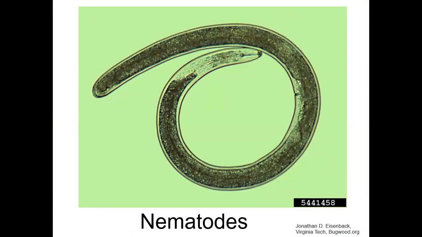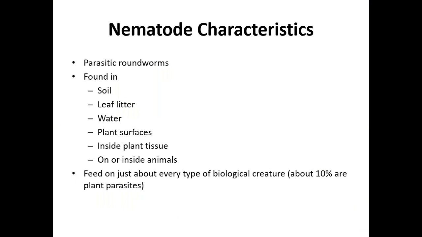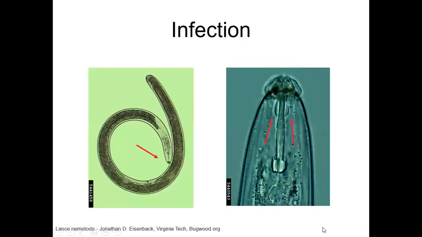There's your nematode. Okay. So nematodes are parasitic roundworms. They're found in the soil, the leaf litter, the water, the plant surfaces. They can be inside the plant tissue, on or inside animals. They feed on just about every type of biological creature, and about 10% are plant parasites. We don't see these very often. In a home garden, we do see them, but it's very rare.